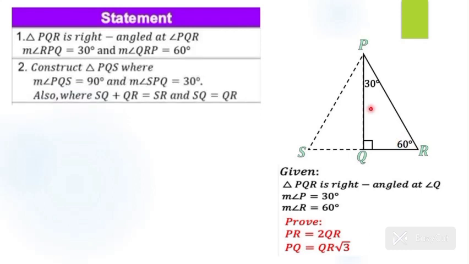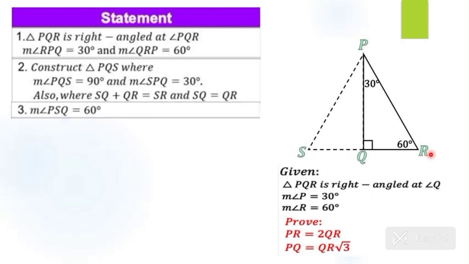So number 2, by constructing the triangle PQS, where the measurement of our angle SPQ is 30 degrees. Also, we have SQ plus QR is equal to SR, and our SQ is equal to QR. So this is by construction, if we construct the mirror of our right triangle.